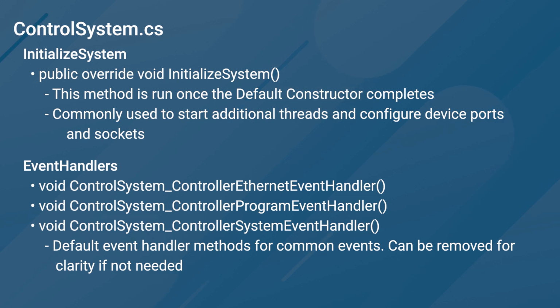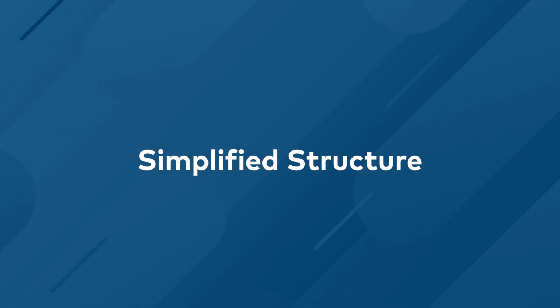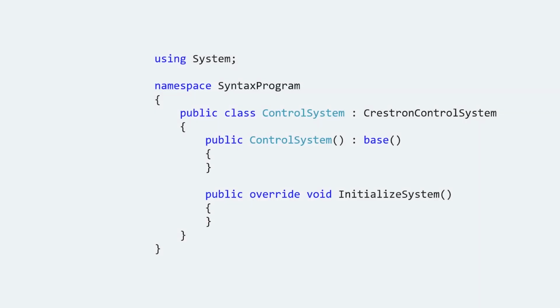Event handlers. There are 3 currently subscribed and defined event handler methods in your program. You can remove these for clarity if they are not needed. Now we will take a look at the ControlSystem.cs simplified structure. With this code on the screen, all of the components and event handlers are removed for clarity.